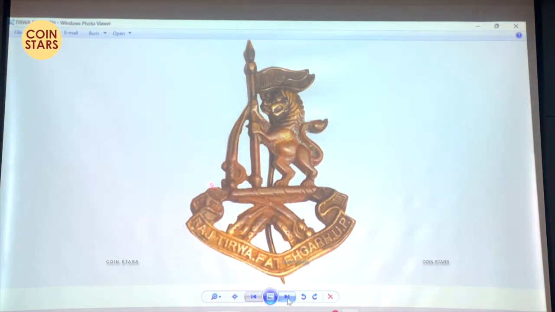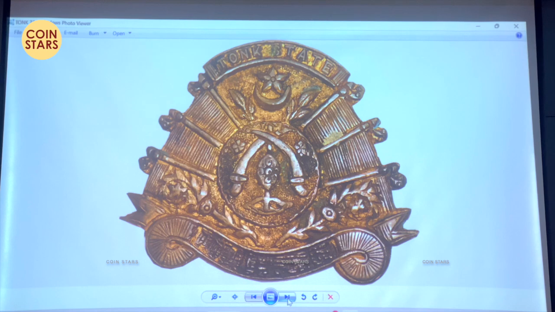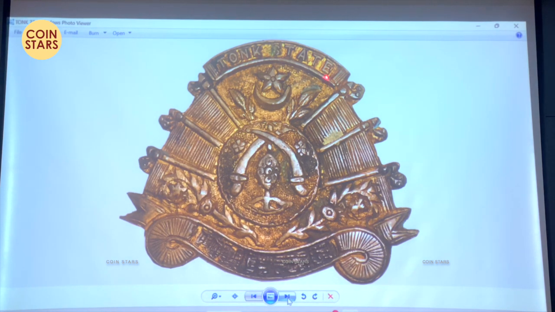Next. This is Raj Tirwa, Fatehgarh, UP. Lion holding the flag. Next. This is Tonk state in South Rajasthan. Again Chantara here.